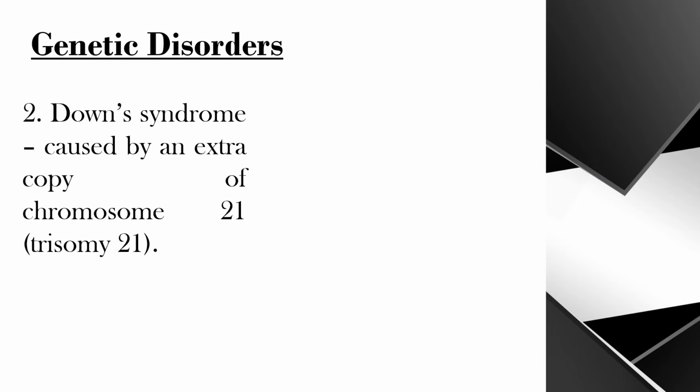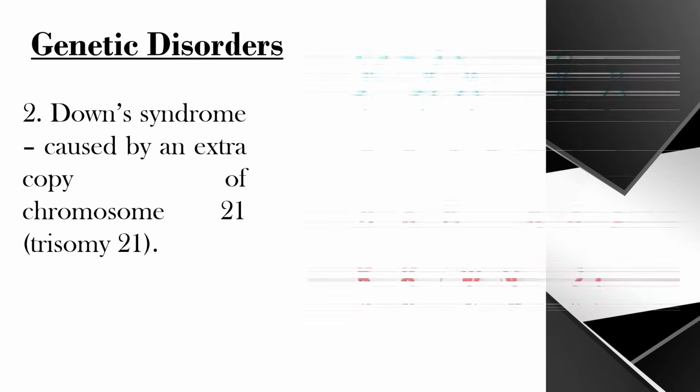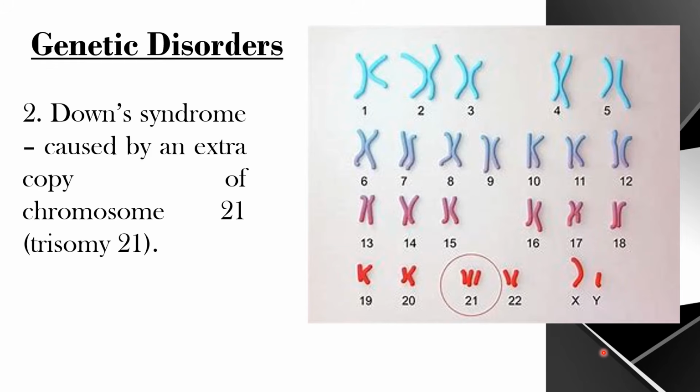The second genetic disorder is Down syndrome. It is caused by an extra copy of chromosome 21 or trisomy 21. This is the karyotype of Down syndrome or trisomy 21. Alam naman natin na ang human ay may 23 pares ng chromosomes for a total of 46 chromosomes. Pagdating sa number 21 na chromosome niya, mapapansin ninyo na 3 ang chromosomes sa halip na 2 lamang. So the birth defects that we have in this specific karyotype is Down syndrome.